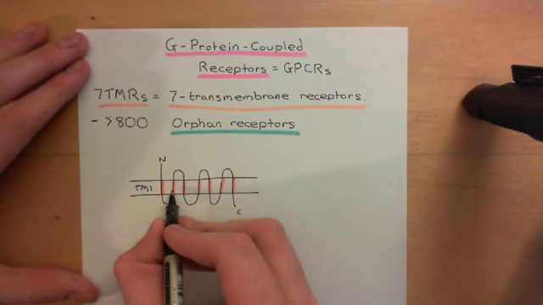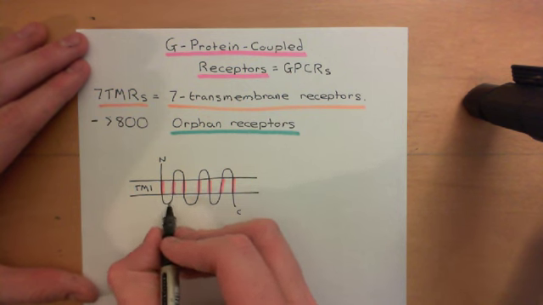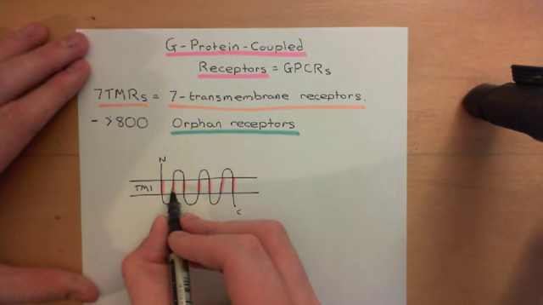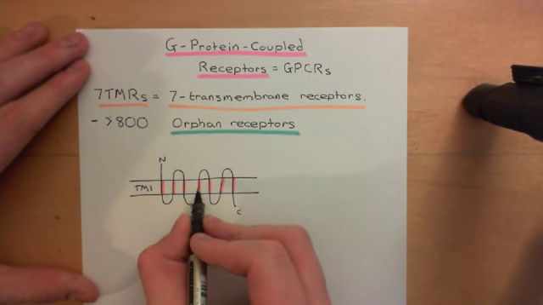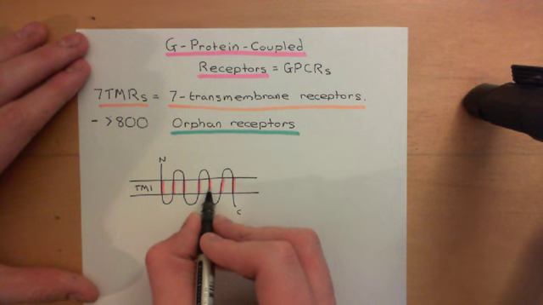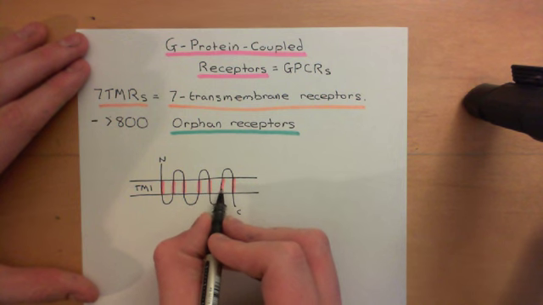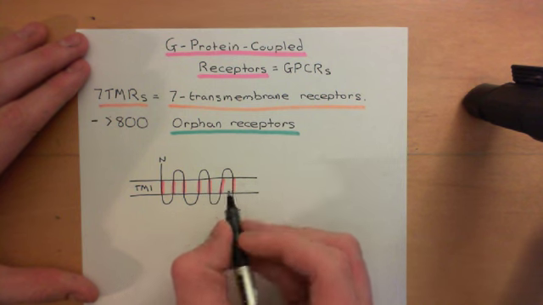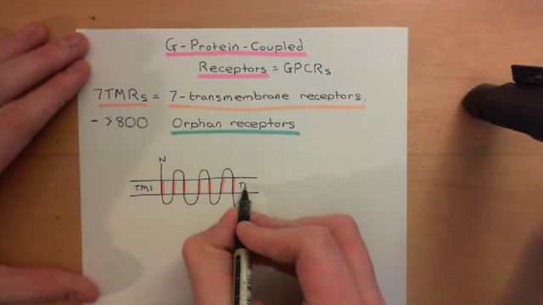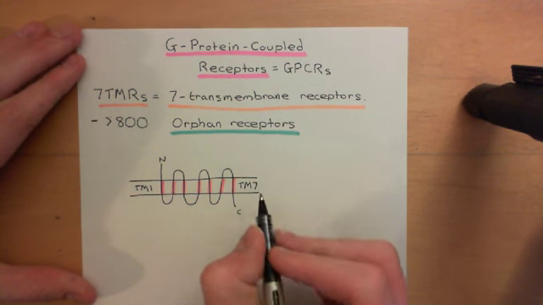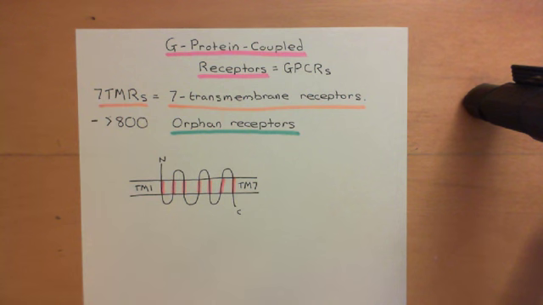Okay, the second one is then known as TM2, and we're going from amino terminal to C-terminal. Second one is TM2, third one is TM3, fourth one is TM4, fifth one is TM5, sixth one is TM6, and then the seventh one is TM7. Okay, right, so now let's label up some other portions besides the transmembrane domains.